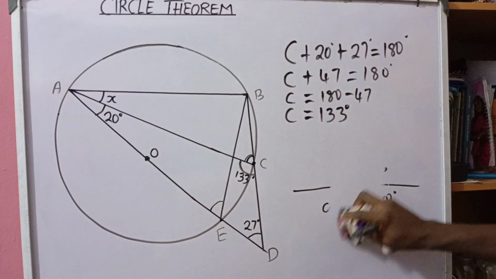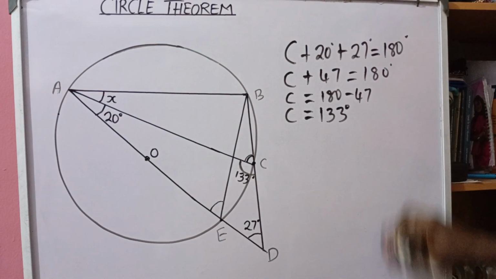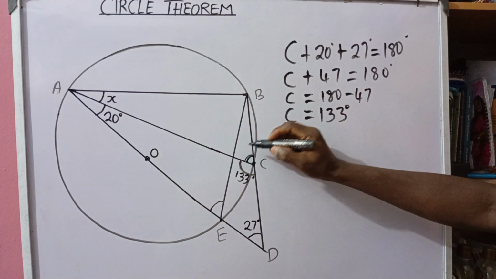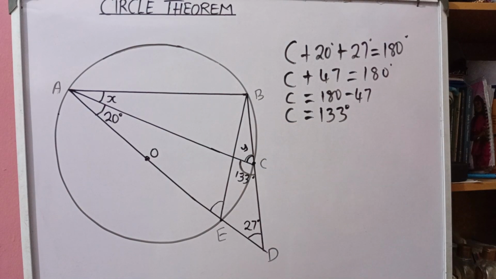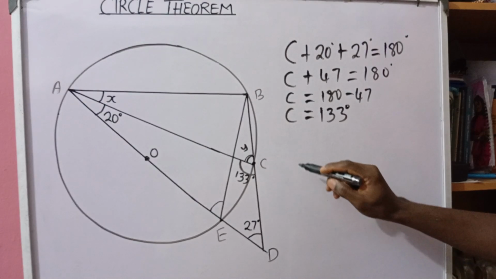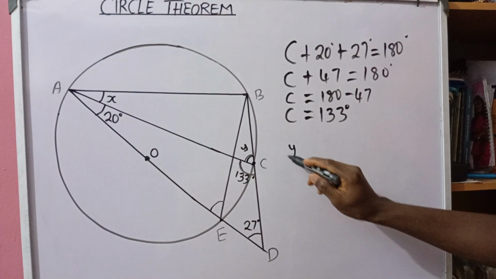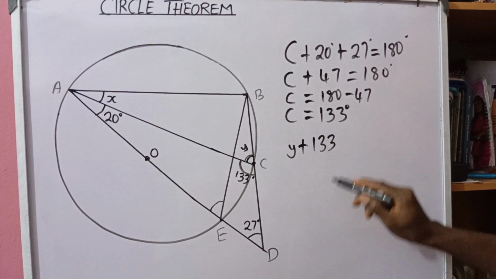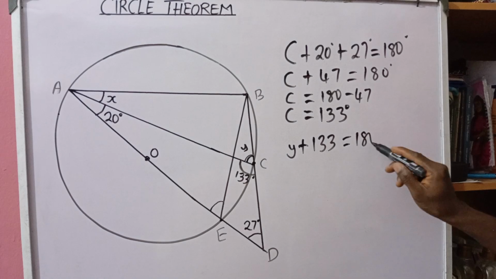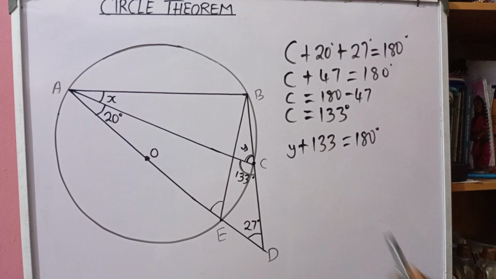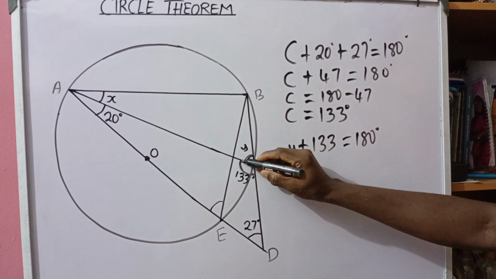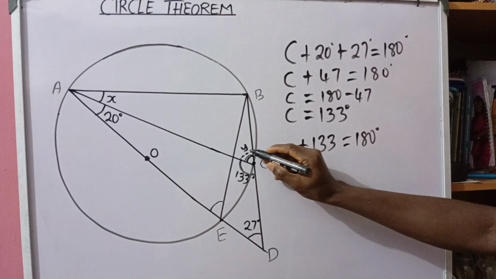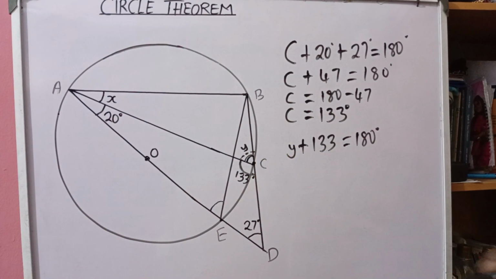Now let's take a look at how to find that particular portion here. Let's label this place as Y. So to find the value of angle Y, we have to say Y plus 133 is equal to 180 degrees. You know the reason? That's angle on a straight line, extending from here all the way here. All right, so to do that, we have to collect the like terms.